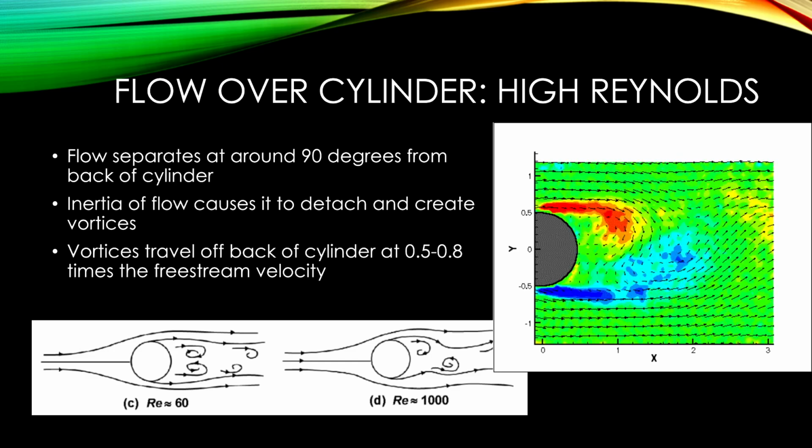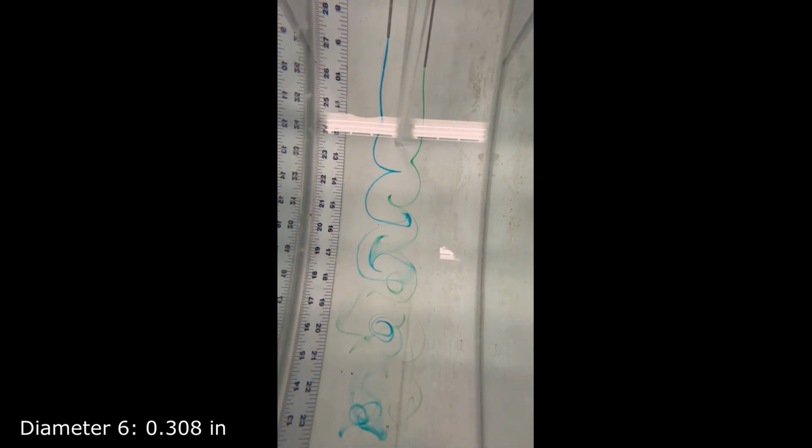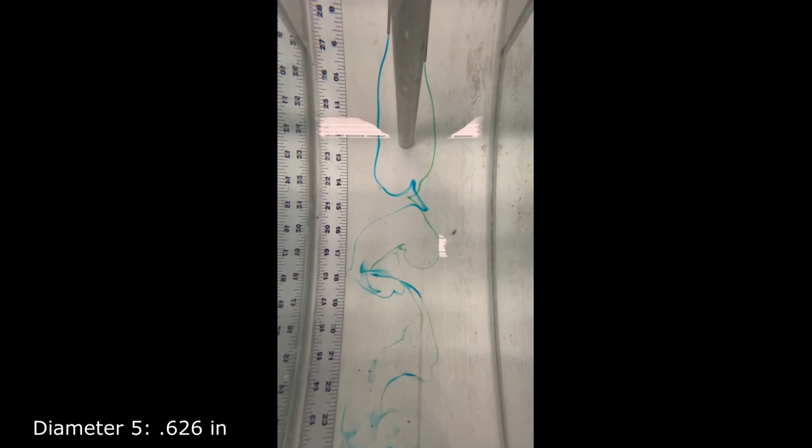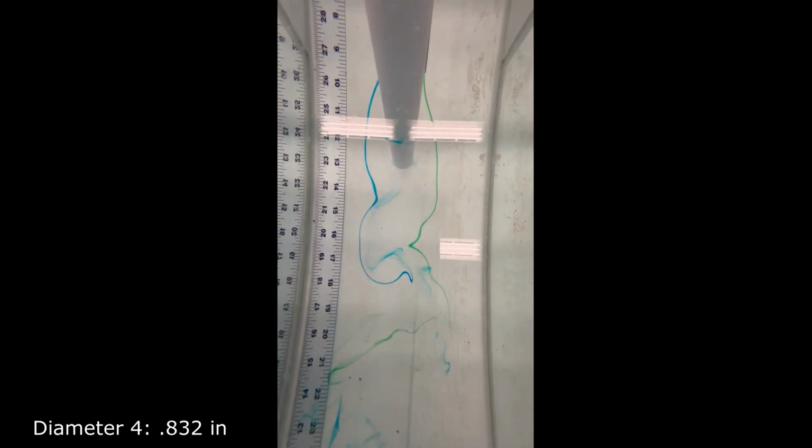free stream. Here we can see through these videos what Skylar and Alex were talking about by looking at the recordings from the lab of all 6 diameters that were being tested. The flow is moving across with the blue dye and the green dye being on separate sides of the cylinder that we placed in the tunnel.